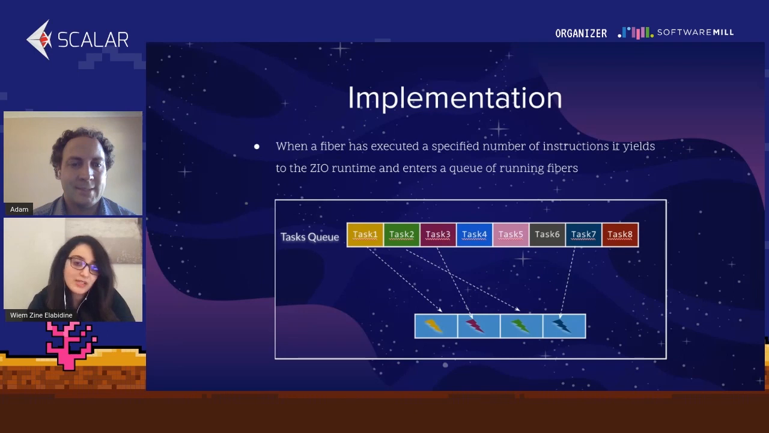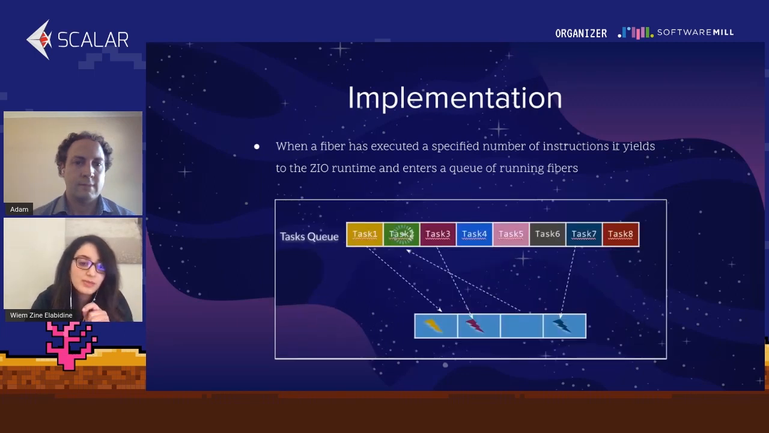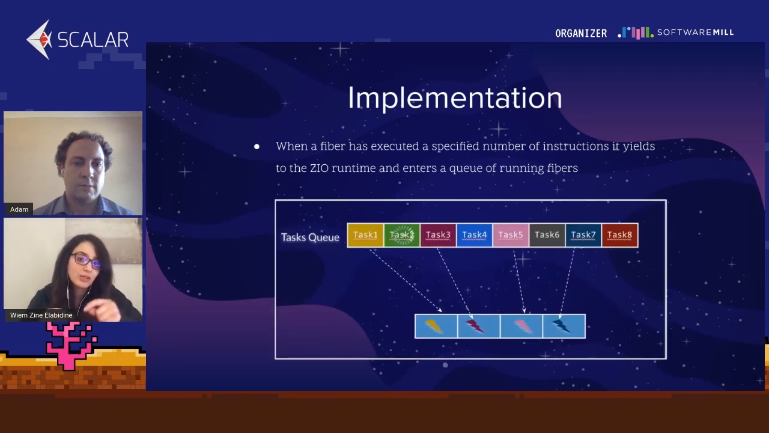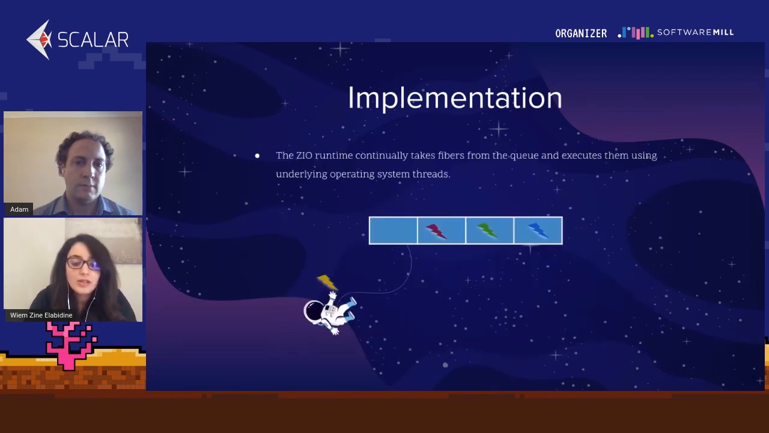They execute a specified number of instructions. For example, if task 2 takes a lot of time and has many instructions, more than the specified number of instructions in the fiber, this task will be suspended and the fiber will put it back in the queue, and it will take another task, so the instructions will interleave with each other. One of the other fibers can come back and run that task again. And then the ZIO runtime will take these fibers from the queue and execute them using the underlying operating system thread.